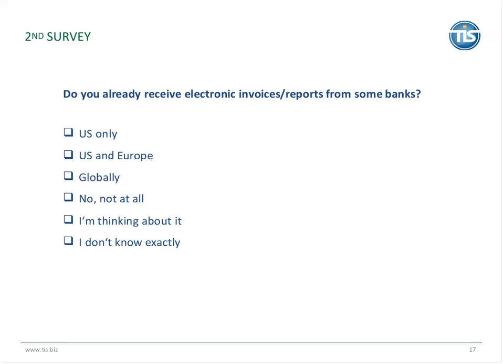So that leads us to our second polling question. The question is, do you already receive electronic invoices or reports from your banks? That can be the 822 or that can be the BSB files. The answers are U.S. only, USA and Europe, globally, no, not at all, I'm thinking about it, or I don't know exactly. And I think the answers to this will probably flow along with where they see some of their bank fee transparency issues, and the extent to which their banks are able to send those files will influence the answers as well.